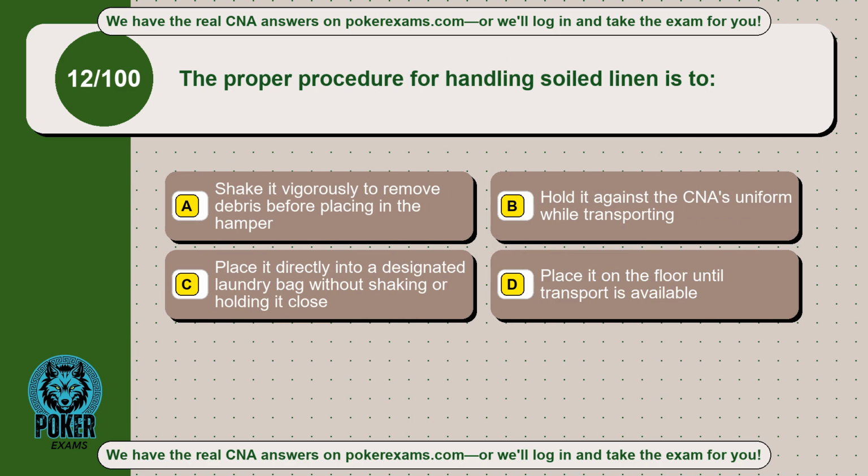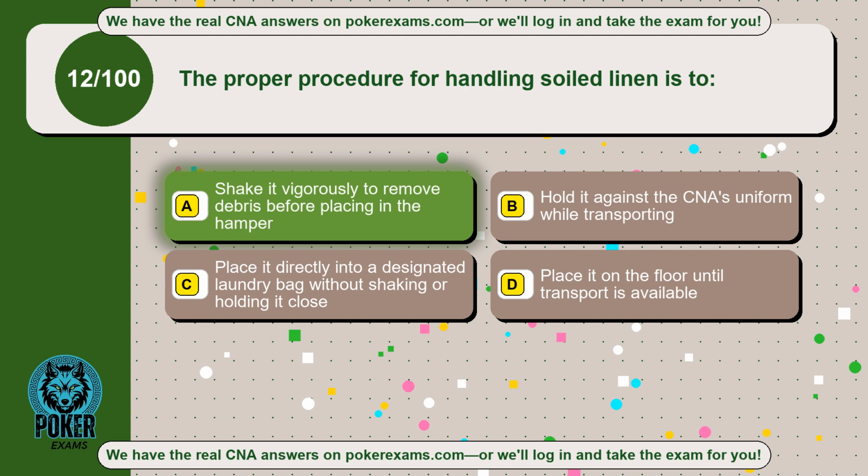Question 12. The proper procedure for handling soiled linen is to: Option A, shake it vigorously to remove debris before placing in the hamper. Option B, hold it against the CNA's uniform while transporting. Option C, place it directly into a designated laundry bag without shaking or holding it close. Option D, place it on the floor until transport is available.